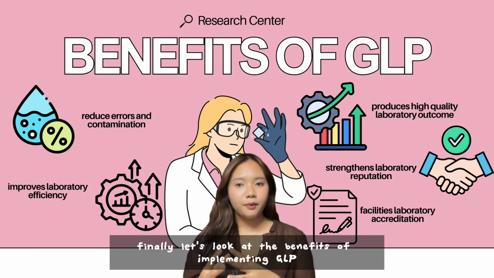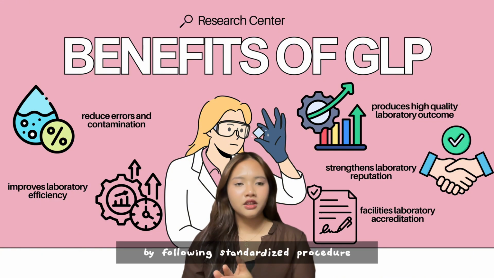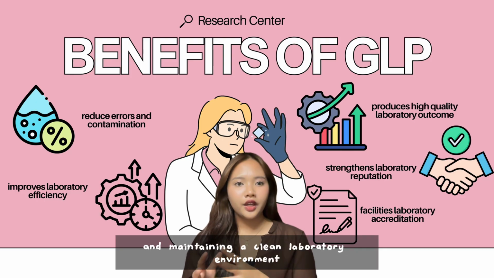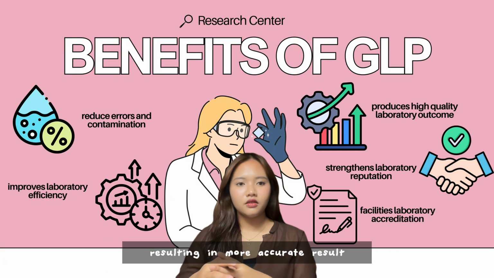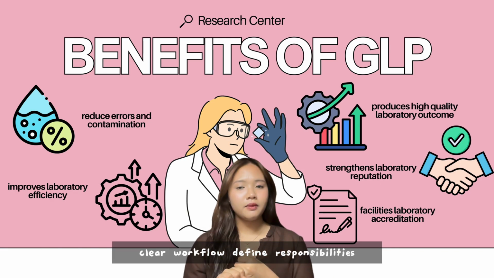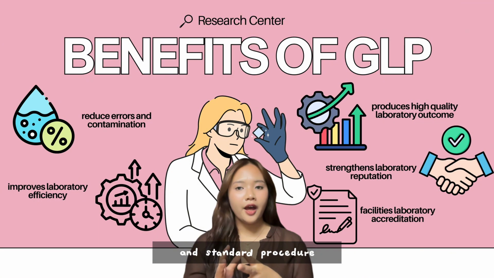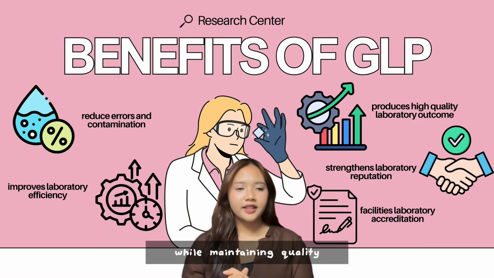Finally, let's look at the benefits of implementing GLP. One major benefit is that GLP reduces errors and contamination. By following standardized procedures and maintaining a clean laboratory environment, the risk of mistakes and contamination is minimized, resulting in more accurate results. GLP also improves laboratory efficiency. Clear workflow, defined responsibilities, and standard procedures help laboratory personnel complete their work more efficiently while maintaining quality.